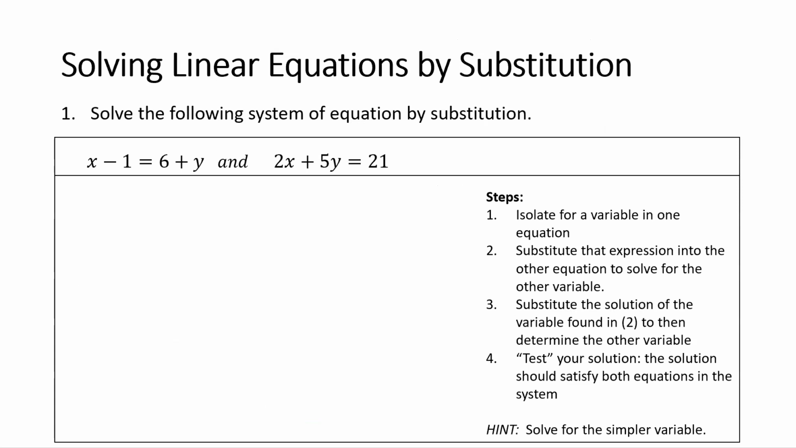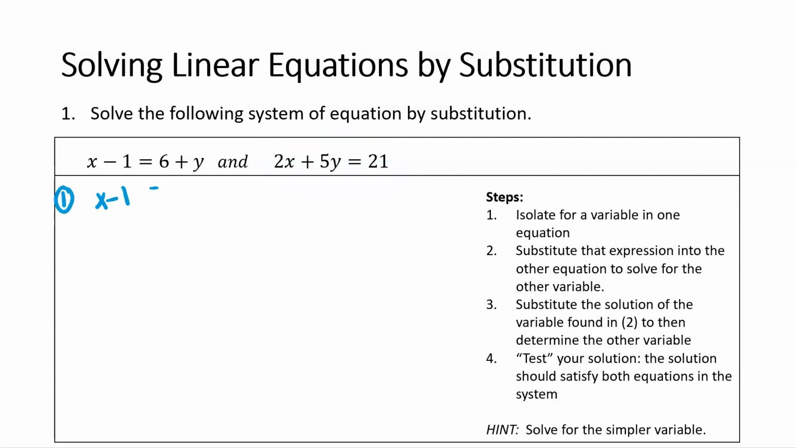So let's look at this first linear system we have. One equation is x minus 1 equals 6 plus y, and the other is 2x plus 5y equals 21. First step is to isolate for a variable in one of those equations. The hint is solve for the simpler variable, meaning what's the easiest thing to solve for. I'm probably not going to choose to solve for anything in the second equation at first because you're multiplying the x by 2 and the y by 5. It's just going to take more work to isolate for those variables. So I'm going to choose that first equation for my step 1.